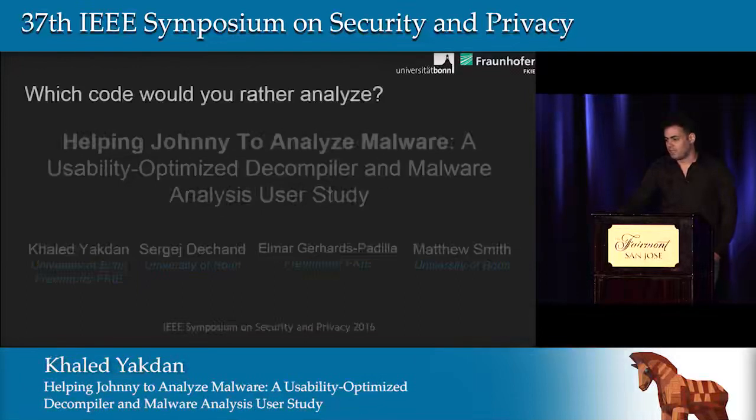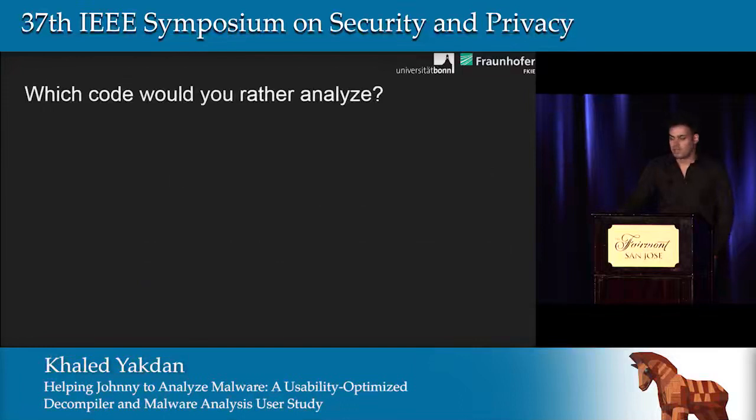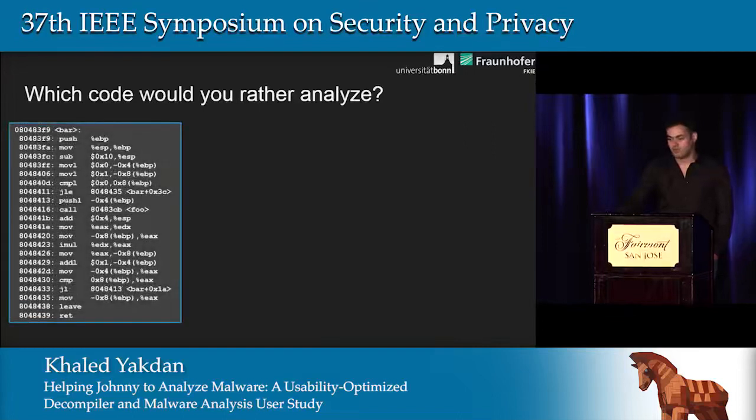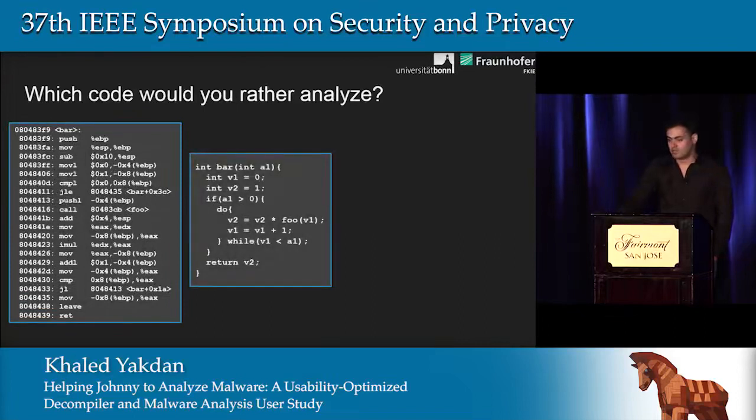So I'd like to start by asking a question. If I give you a program and ask you to tell me what this program actually does, would you rather have a look at this version of the code, which is the low-level assembly code, or would you rather have a look at this version of the program, which is the high-level source code? And I guess that most of you would rather analyze the source code because it's easier to analyze.